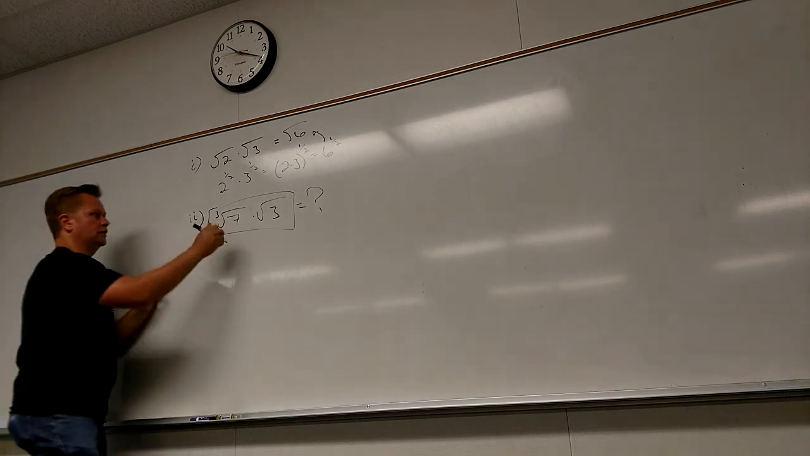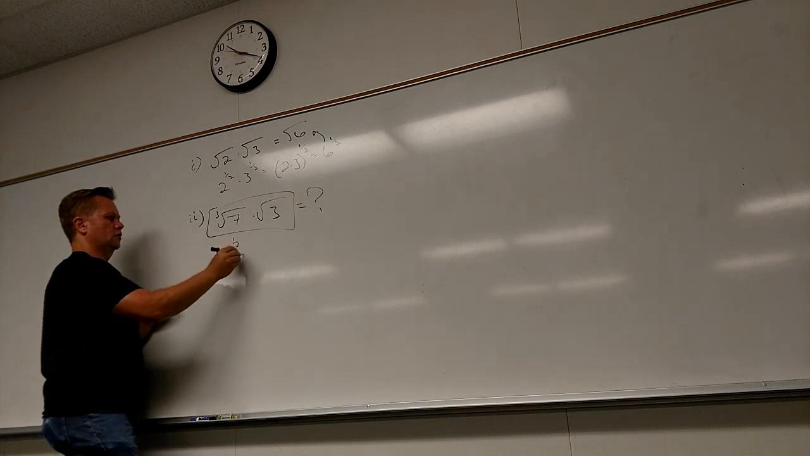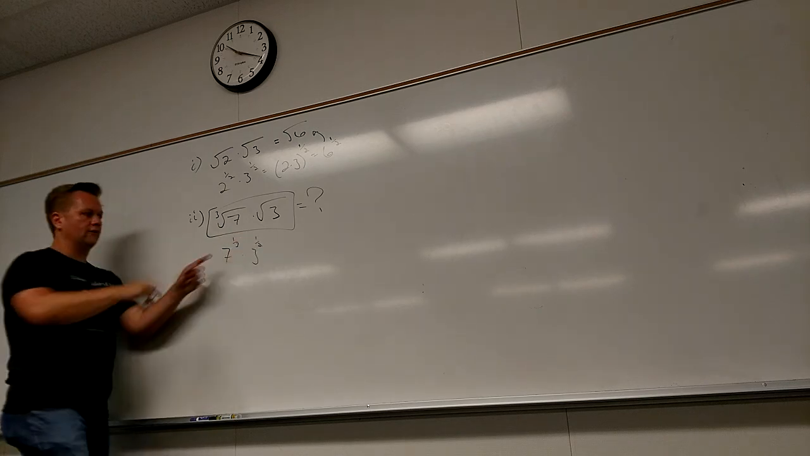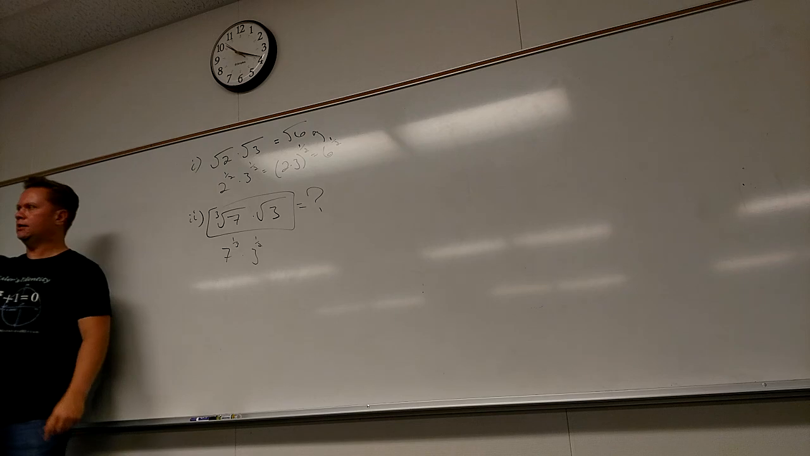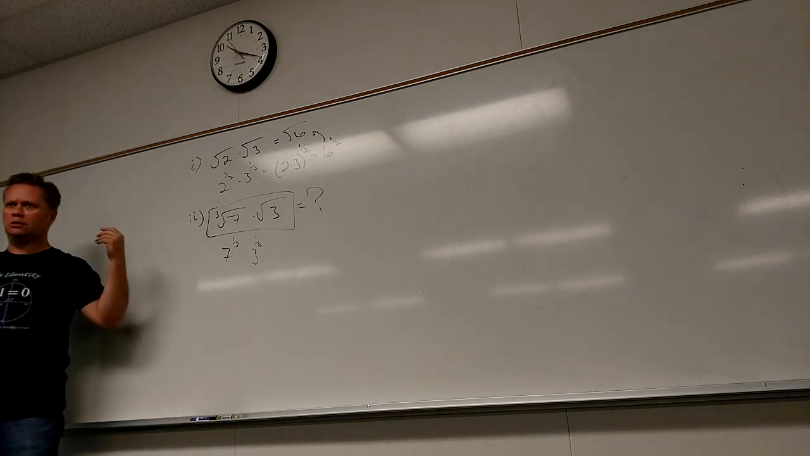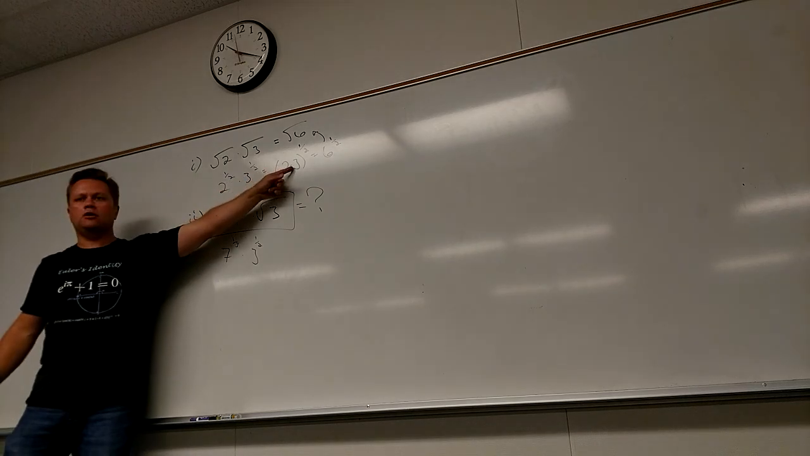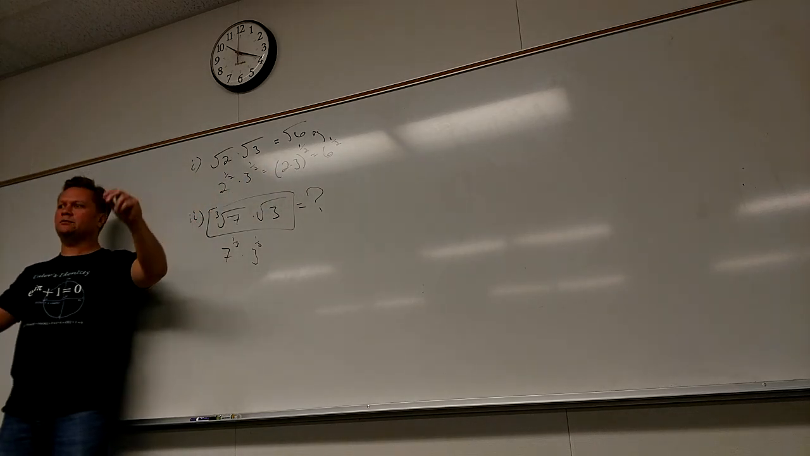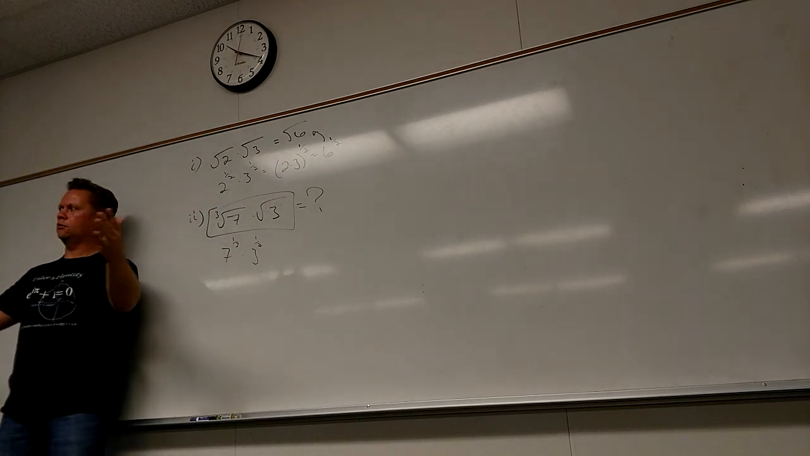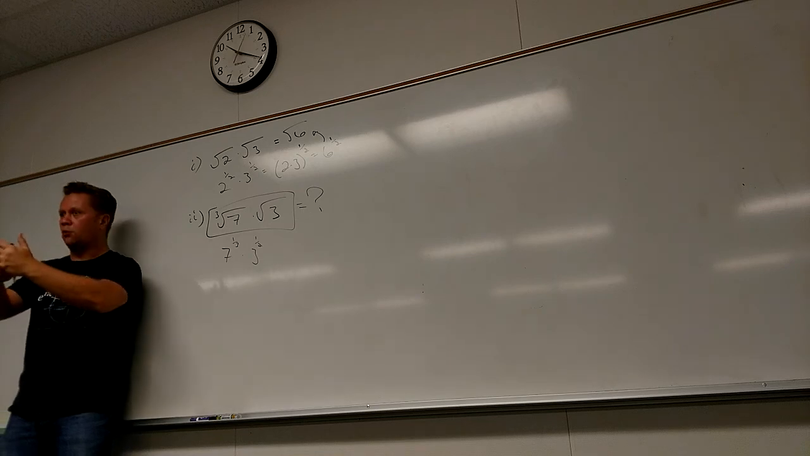So if I rewrite this, isn't this 7 to the 1/3? And this is 3 to the 1/2. Did they have a single power that was distributed? No. One's got a 1/3, one's got a 1/2. There's nothing I could take out like I could up here. So the roots have to be the same in order for you to be able to multiply them or divide them.